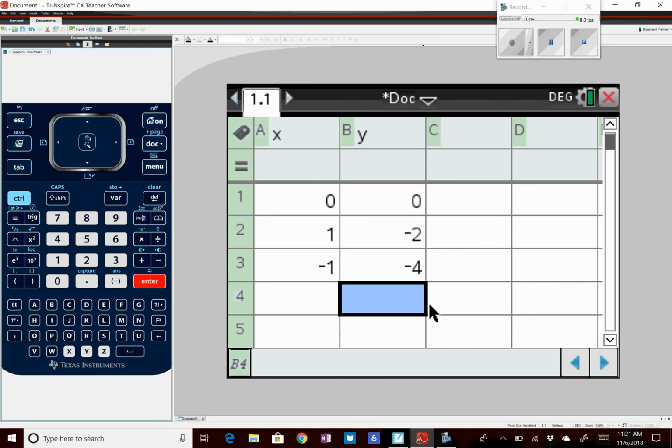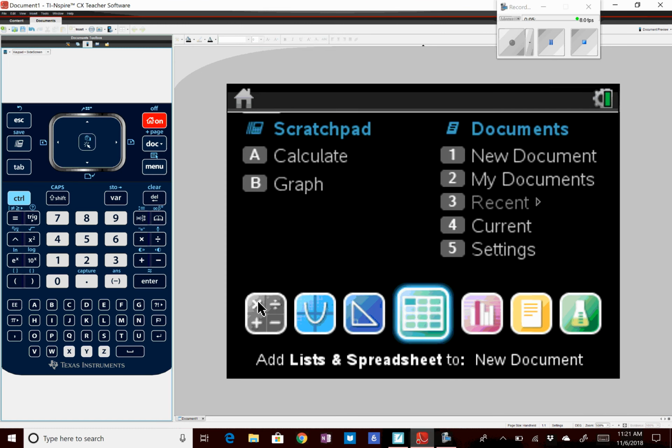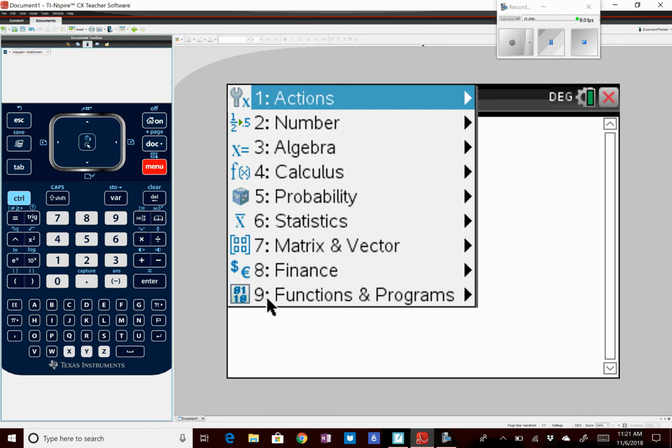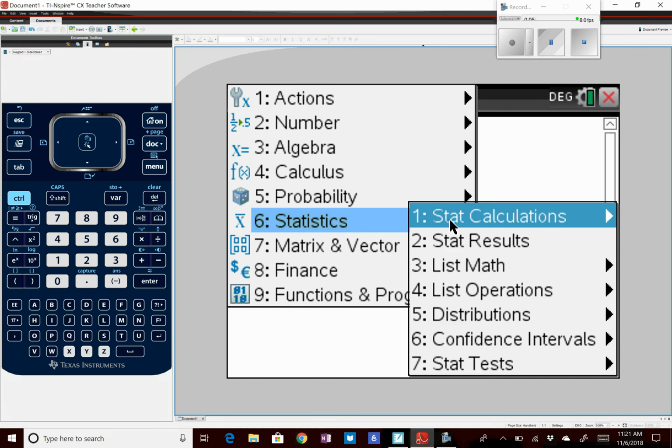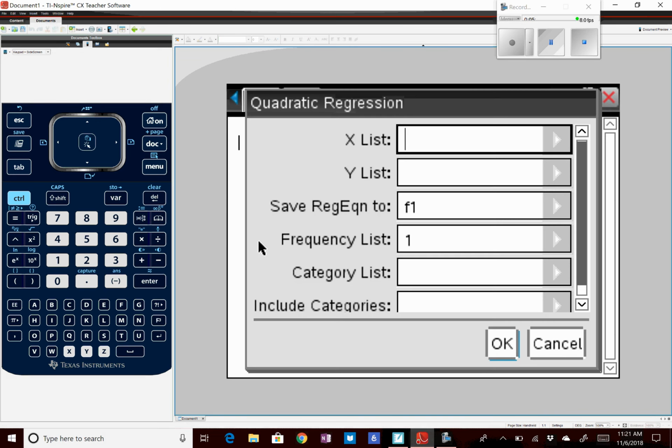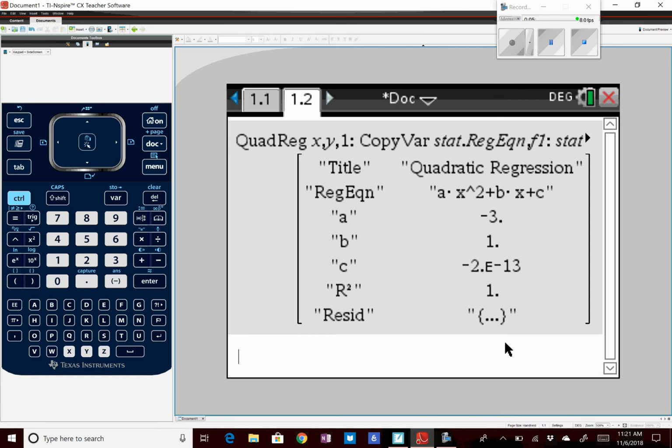Okay, we have the data entered. We'll get a calculator screen. Same keystrokes. So menu, statistics, stat calculations. We want the quadratic regression. We'll enter our column headings. Click OK. And we have our values for A, B, and C. So we'll copy these down.